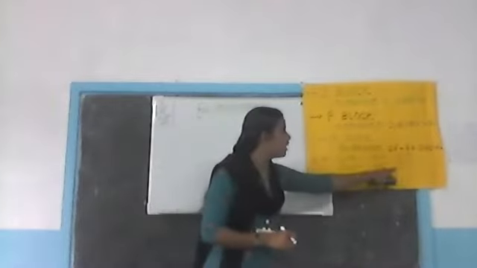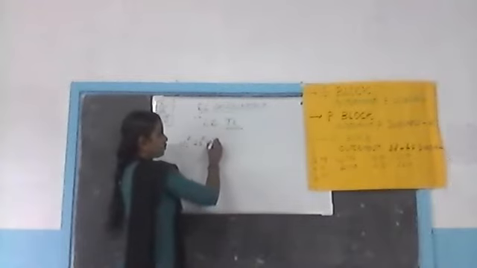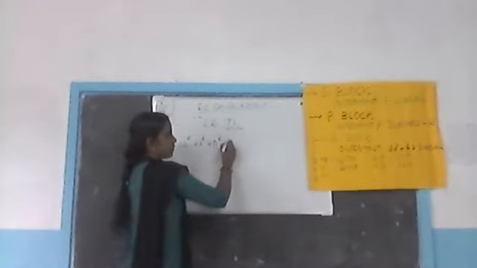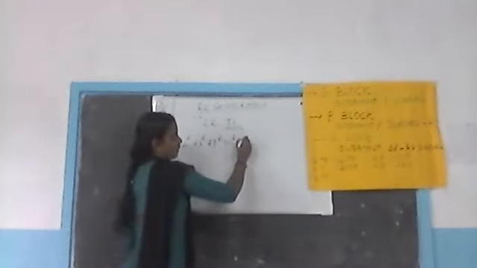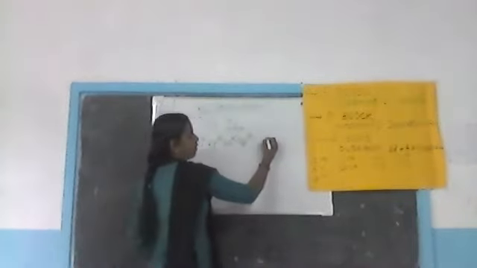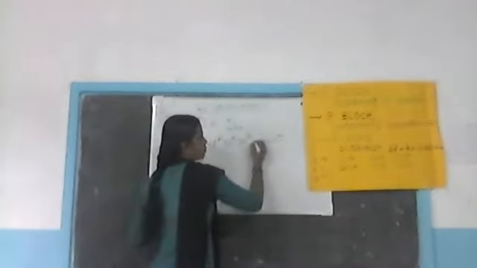Here 22, titanium. The titanium element has atomic number 22. Okay. So how can you write the configuration? 1s2, 2s2, 2p6, 3s2, 3p6, 4s2. So balance we needed 2 electrons. So 3d2. Okay. Now find out the block.